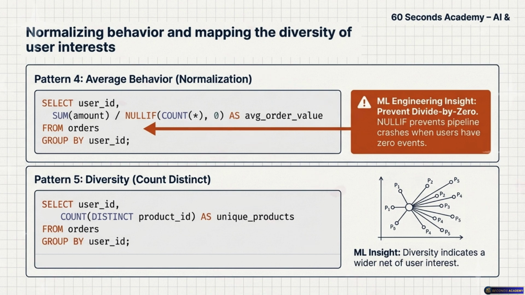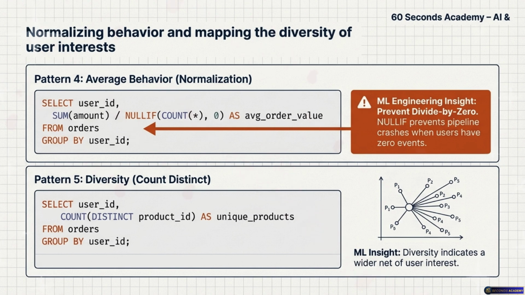I love that. Okay, pattern 5 tackles a different kind of context: diversity. The SQL code for this uses count distinct product ID. Why is that distinct keyword so crucial for the model? Let's look at the human behavior behind it. Imagine user A buys 10 identical plain white t-shirts. User B buys 1 white t-shirt, a pair of jeans, a winter jacket, and a baseball cap. If you only look at pattern 2, frequency, both users have exactly 10 purchased items. To a basic model, their engagement looks identical.